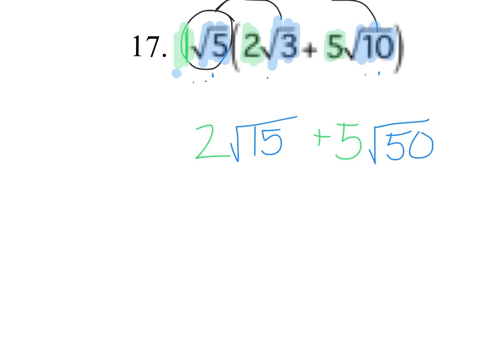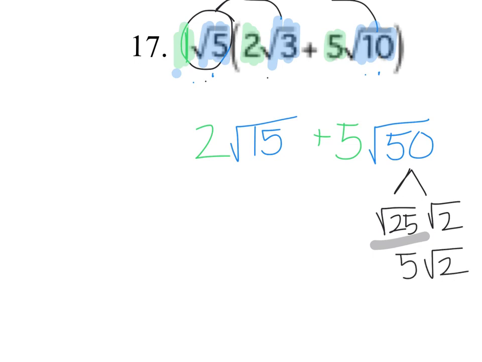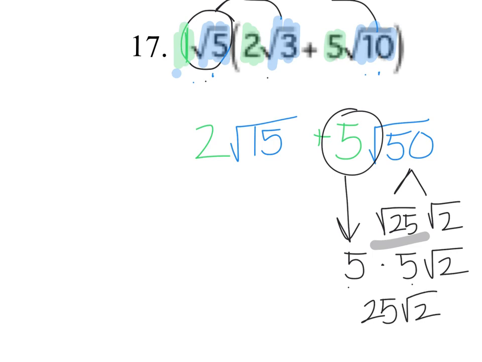And to be fully simplified, we want to make sure that no radicals contain perfect square factors. 50 actually does contain a perfect square factor, so we can simplify a little bit here, because 25 goes into 50 2 times. The square root of 25 is 5. Drop down your radical, drop down your coefficient, multiply together. 5 times 5 gives me 25. So my second term is 25 radical 2.